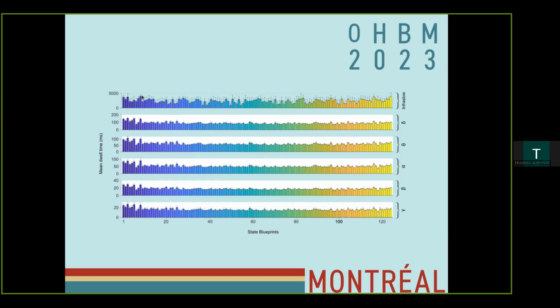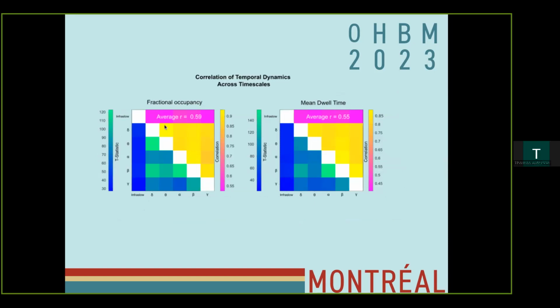And as for the fractional occupancy, we also see strong correlations between the slow fMRI timescale and the fast EEG timescale. So to make this more concrete, we perform the correlation systematically for all the different pairwise combinations of timescales. And we see, yes, indeed, infraslow fMRI is moderately to strongly correlated with the 5 fast EEG bands. And that's true for fractional occupancy, and it's true for the mean dwell time. And these correlations are well above what you would expect if they were due to chance.